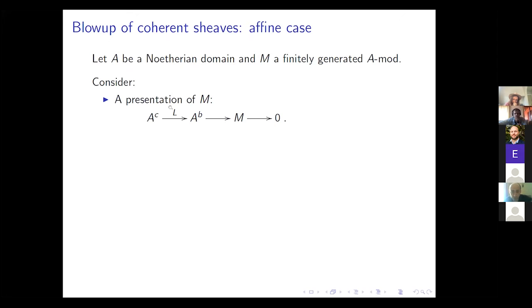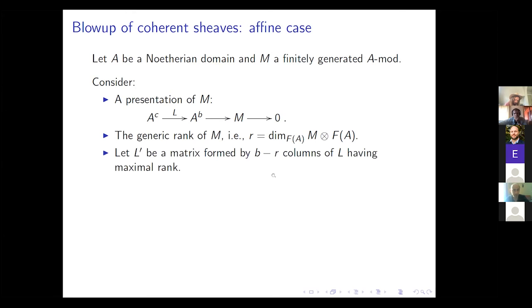given by some matrix, with these numbers here. Then we need to know the generic rank, which is the dimension of this tensor, where F(A) is the field of fractions of A. And with these numbers from the matrix L, we have to take a submatrix formed by this amount of columns, and having maximal rank.